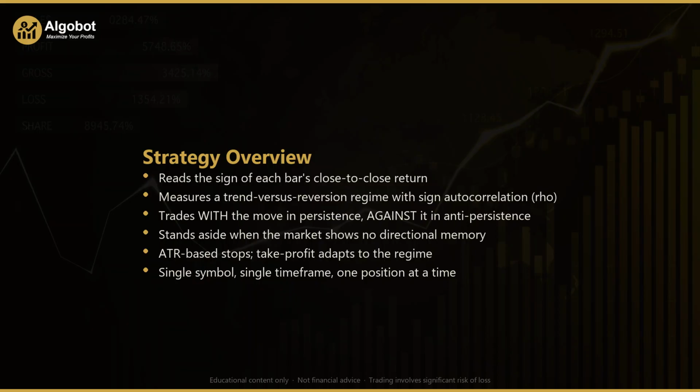Volatility is measured with a standard 14-period average true range, which scales every stop and target and also filters out small, indecisive bars. This approach trades a single symbol on a single time frame, taking one position at a time. It's well suited to traders who are curious about adaptive, rules-based systems and who want to understand how a strategy can switch between trend following and mean reversion automatically.